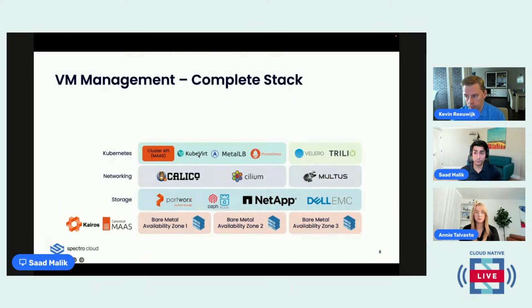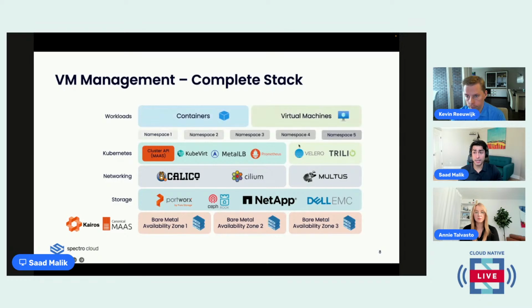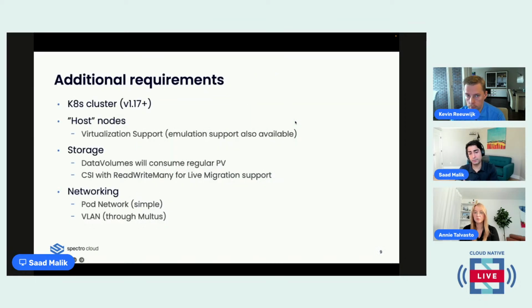Obviously, you have to install the KubeVirt piece. For monitoring, you can use something like Prometheus and Grafana. For backup, you have a couple of different solutions like Velero or Trilio. And then once the cluster is up, you can provision your different namespaces, provision your containerized applications, along with your virtualized VMs.